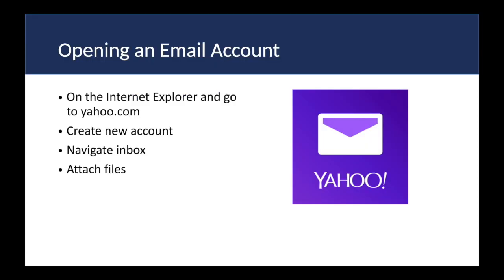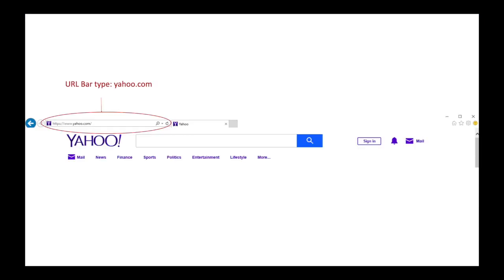We're going to be setting up a Yahoo email account for this example. We're going to navigate the inbox and how one would use it or how to attach a file. So on the Internet Explorer, in the search bar upper left, type in yahoo.com. From here, let's go through making an account.